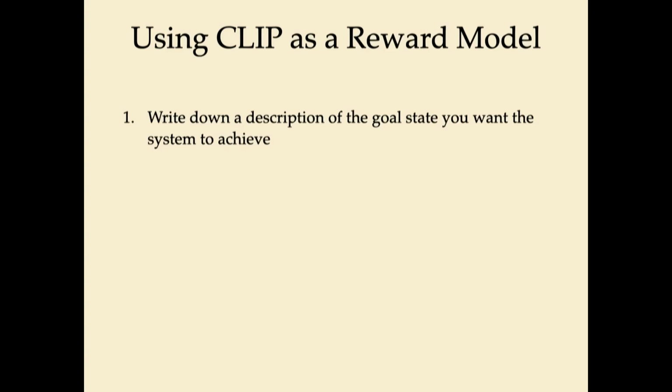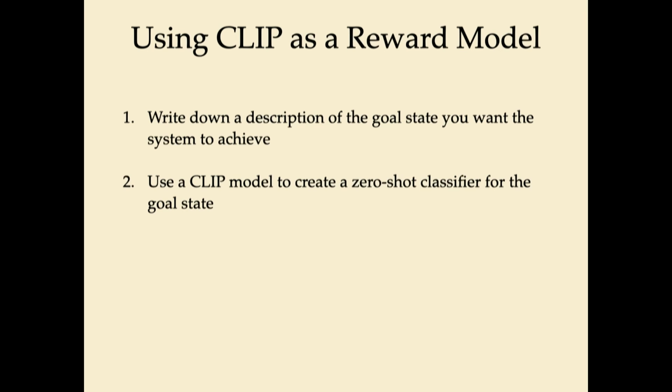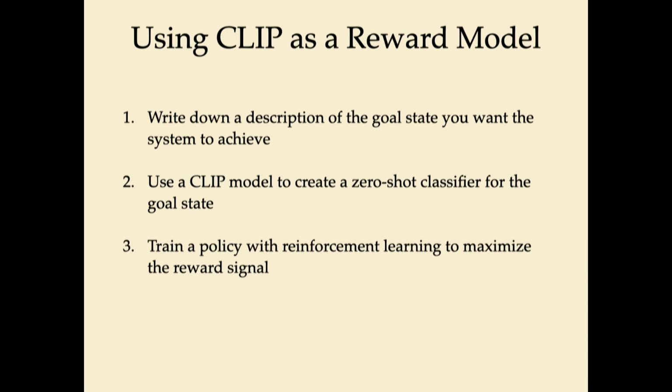So if you want to use this as a reward model, the recipe is actually quite simple. Write down a description of the goal state you want the system to achieve. Use a CLIP model to create a zero-shot classifier for the goal state. And then train a policy with reinforcement learning to maximize that reward signal. And then hopefully maybe you profit. I don't know. We'll see if it works.